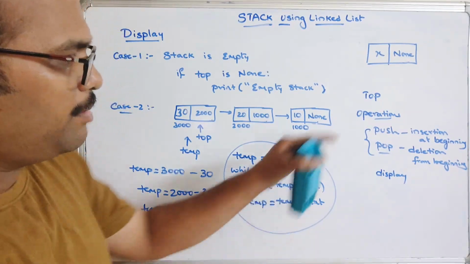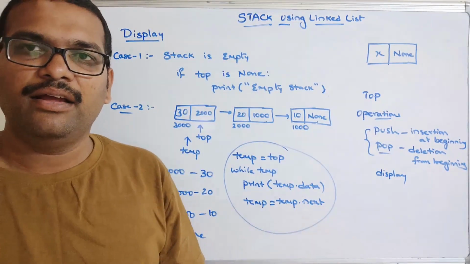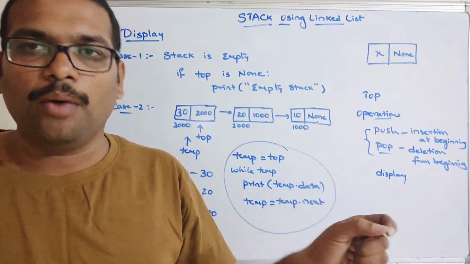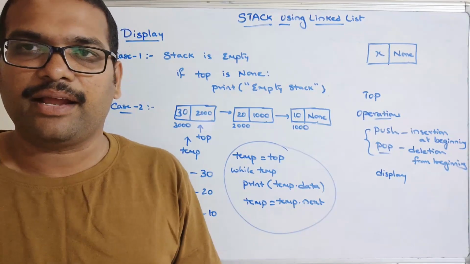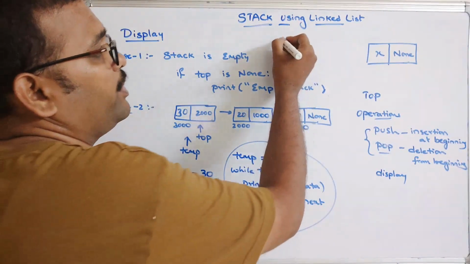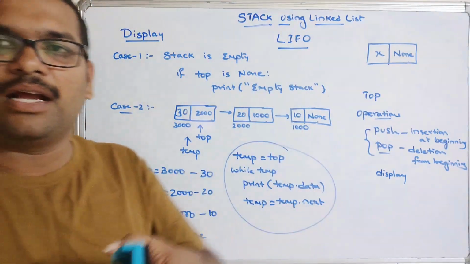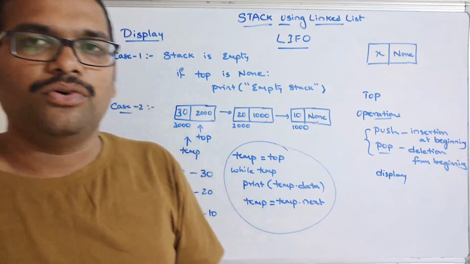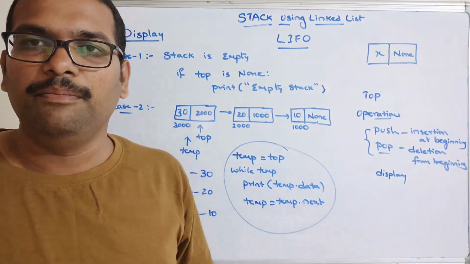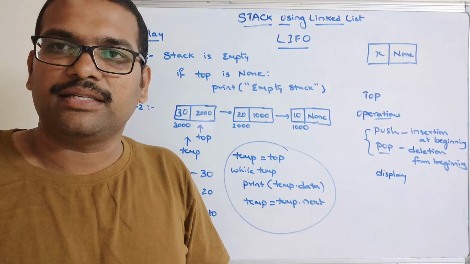So hope you understood the push operation, pop operation and display operation. Both the insertion and deletion are performed on the top of the stack itself. That's why we call it last in first out. The last inserted element will come out first. So hope you understood. Let's stop here. Now we can move on to the computer. I'll show you the implementation of the stack using linked list. So let's move on to the system.